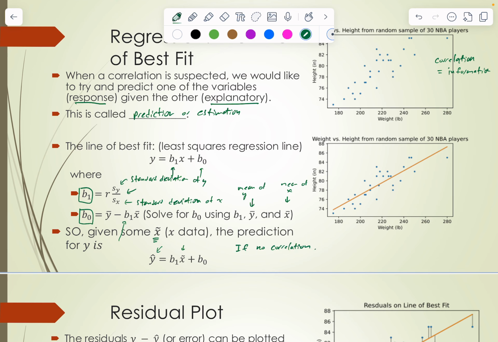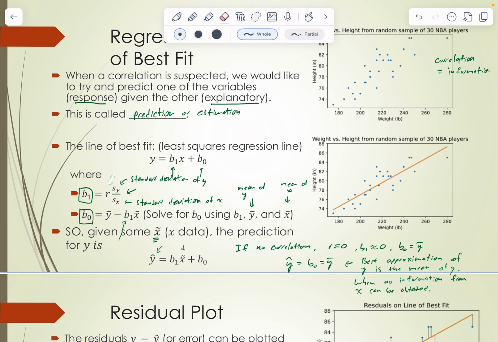If there is no correlation, r is basically 0, B1 is basically 0, and B0 is y bar, the average of y. Your best prediction of y for any x is B0, which equals y bar. So the best approximation of y is the mean of y when no information from x can be obtained. No correlation means no information from x. If there is a correlation, you will have some slope, either positive or negative, and that slope is B1, or r times the quotient of the standard deviations.